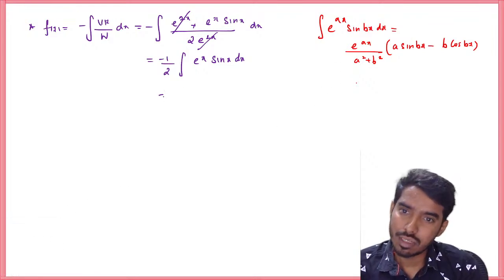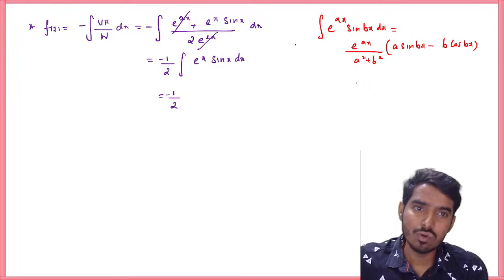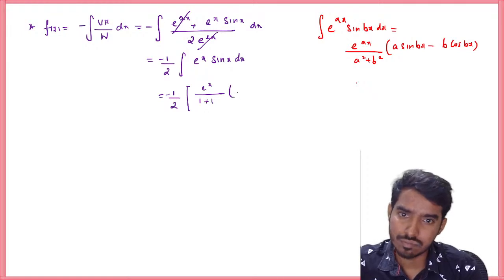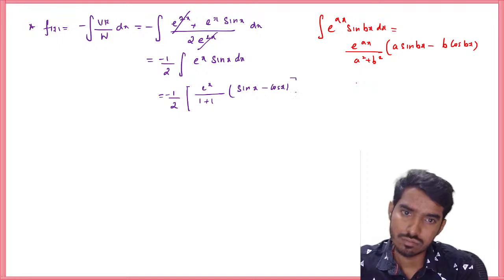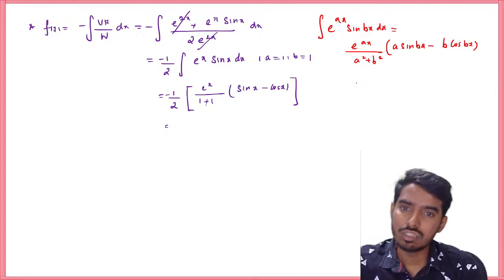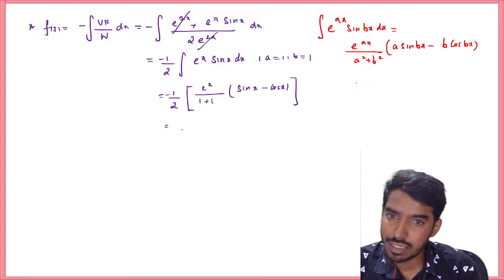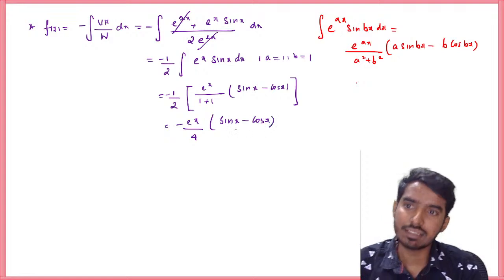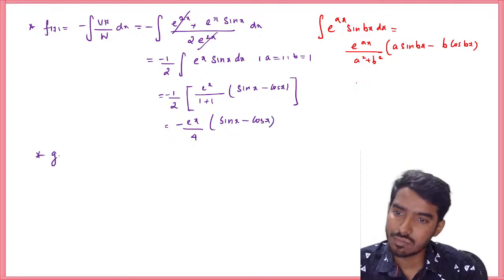So therefore here you put a is equal to 1, b is equal to 1. So we have e power x, a is 1, b is 1, substitute here. So this will be 2. So we will have minus e power x by 4 into sin x minus cos x. This is for f of x.